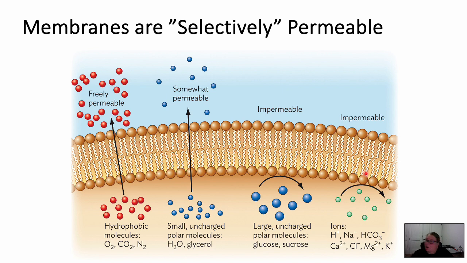Finally, the most polar substances in our body, things like ions, so H+, sodium 1+, chlorine 1-, calcium 2+, and potassium 1+, are all charged, which means they're polar. They cannot cross the membrane without help. In fact, they will never cross the membrane on their own because they're so polar. They cannot interact with this nonpolar, hydrophobic region in the center of our bilayer.